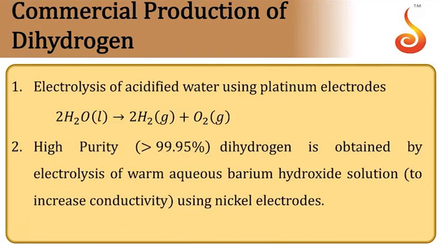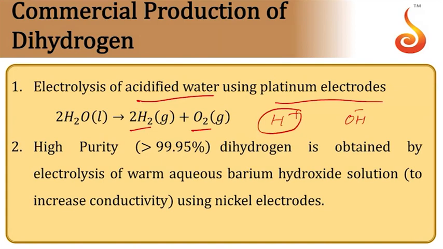Then electrolysis of acidified water using platinum electrodes also gives us H2 gas. Here hydrogen gas is formed at the cathode and oxygen is formed at the anode, because H2O gives rise to H plus and OH minus. H plus, being cations, move towards the cathode, reduction takes place, and thereby you get H2 gas at the cathode. OH minus ions, anions, move towards the anode, oxidation takes place, and there we get oxygen gas. Then comes high purity.